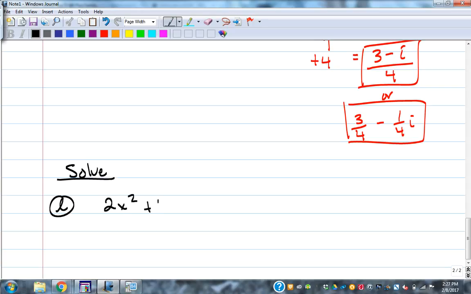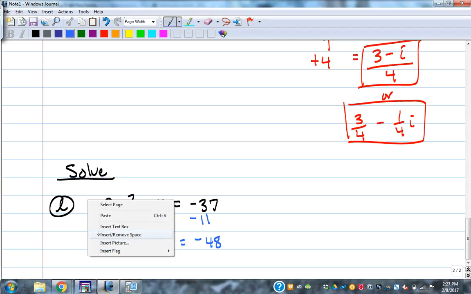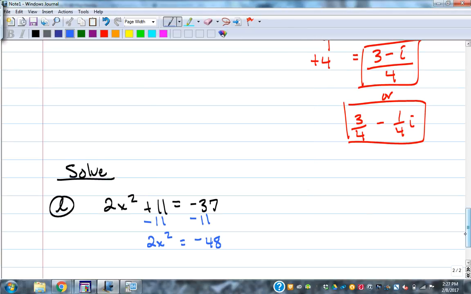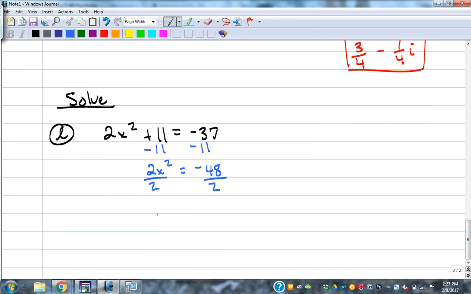So we've got 2x squared plus 11 is equal to negative 37. What do we have to get by itself? The x squared, yeah. So move the 11. 2x squared is equal to negative 48. And then divide by 2, right? x squared is equal to a negative number, negative 24.